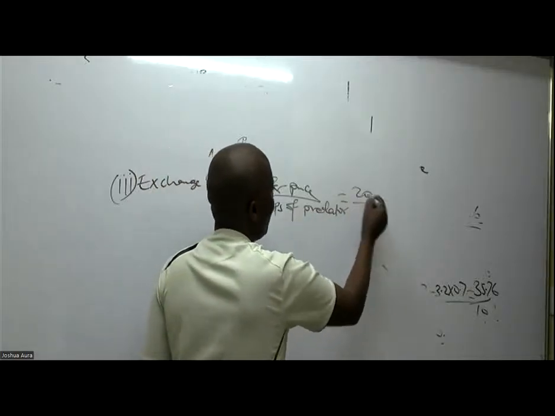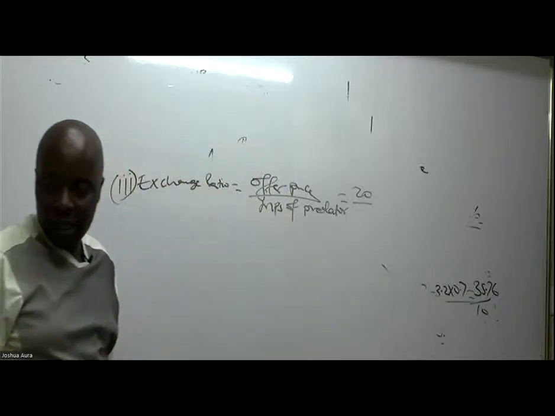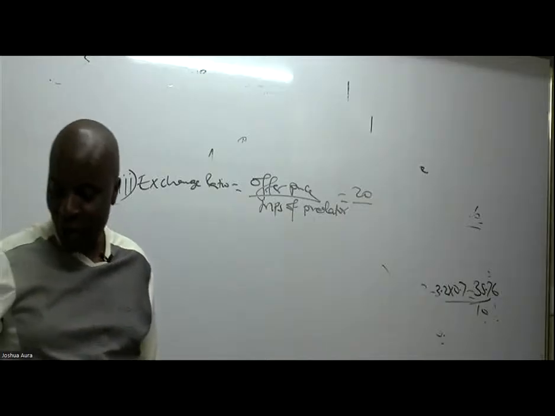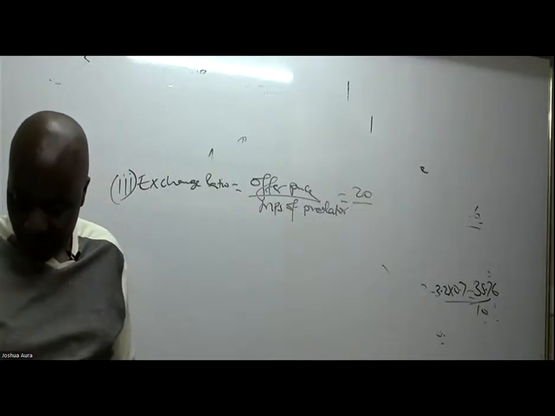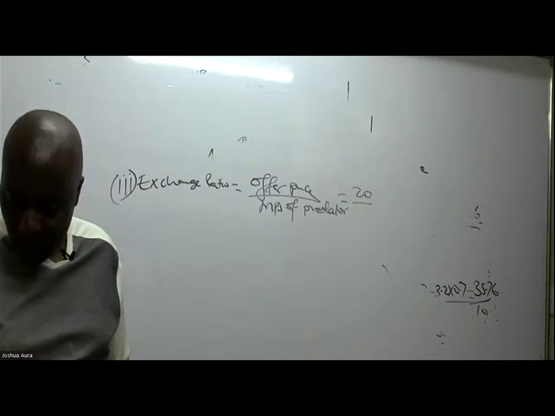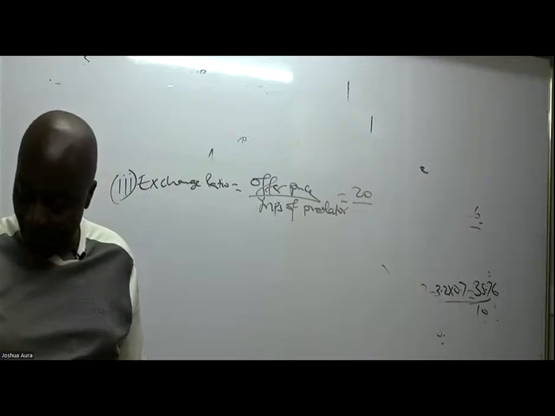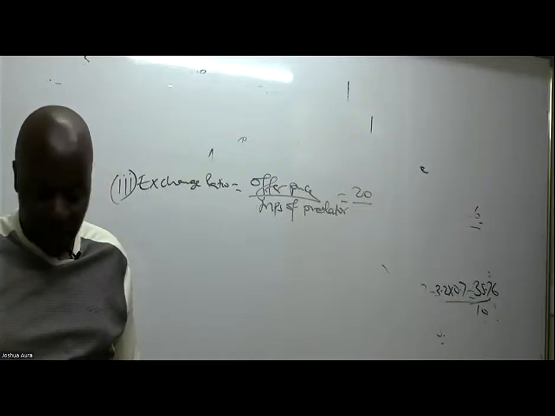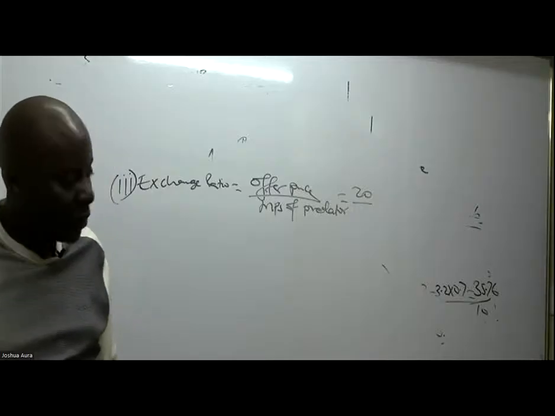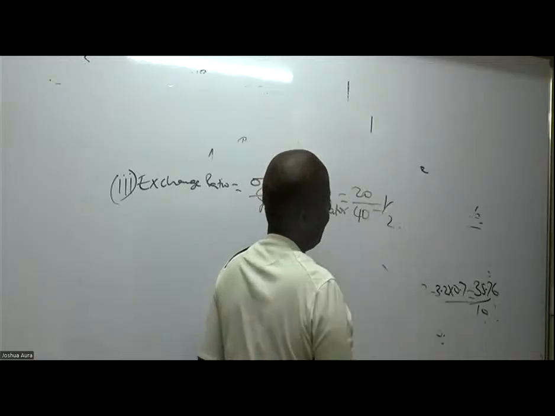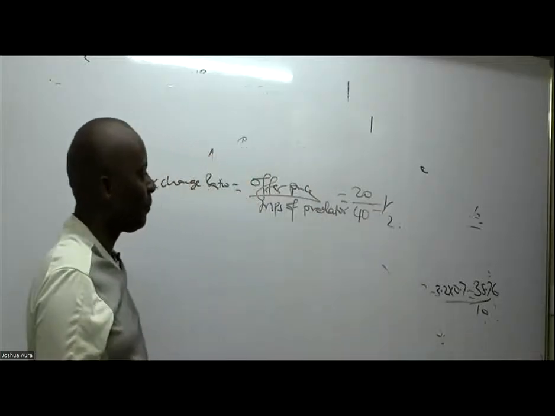The offer price is 20, as stated: if the two companies settle on a price of 20. Then we have the MPS. MPS of the predator is 40. So 20 over 40, if you wish, you can say it's half. First say 0.5, a fraction, right?